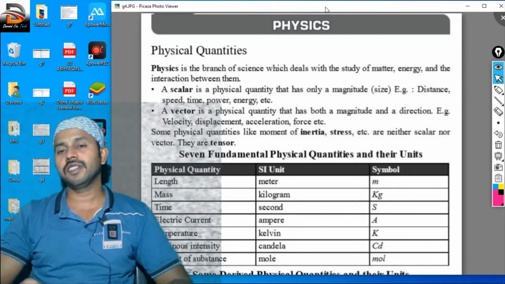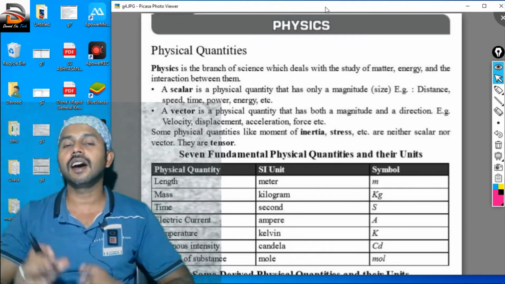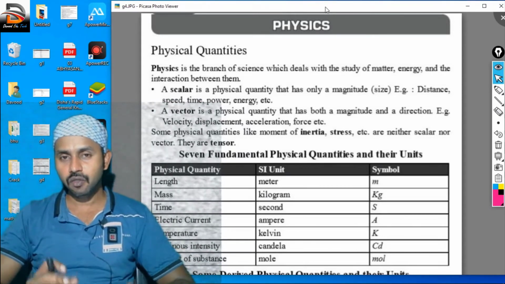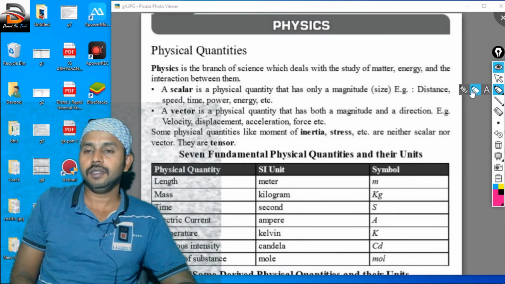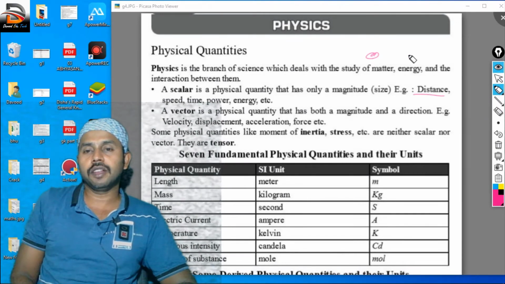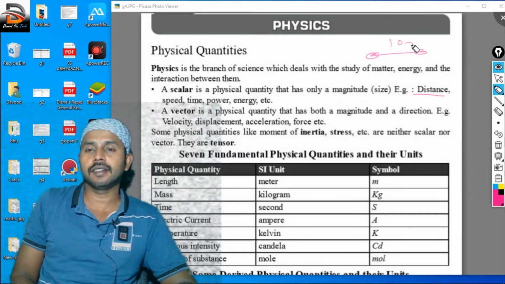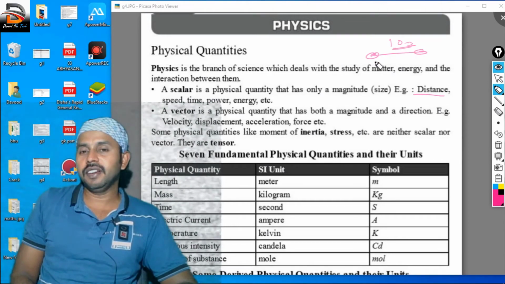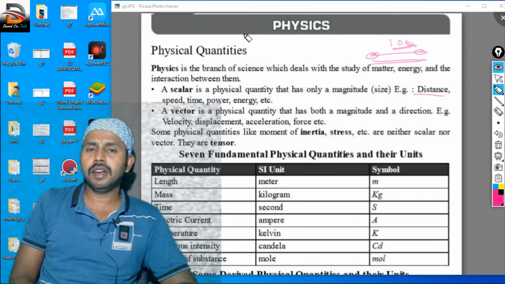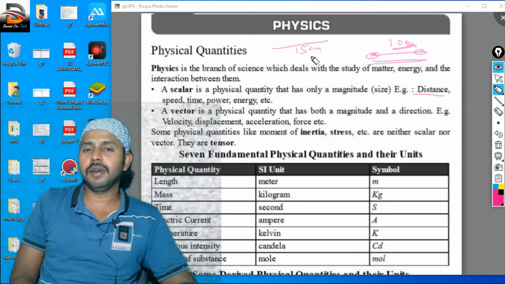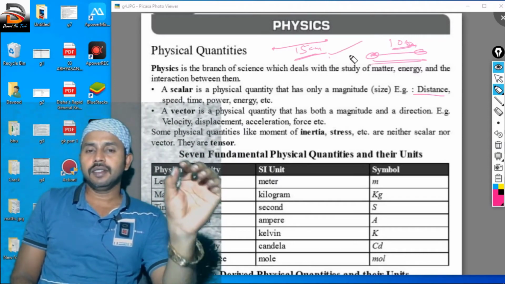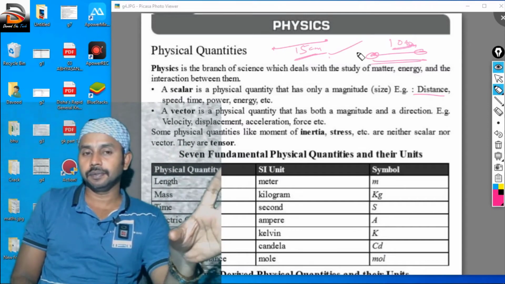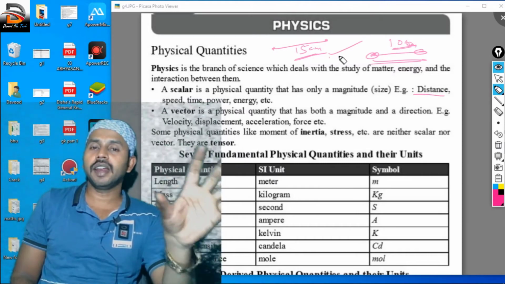For example, distance, speed, time, power and energy are scalar quantities. Distance means when an object is moving from one place to another, we say it has some distance, for example 10 meters. It has magnitude, that means size. For example, I am taking one scale consisting of 10 centimeters. From the first place to the last place it has some size. This size we call magnitude, and that is a scalar quantity. It has only magnitude but no direction, and that is called scalar.